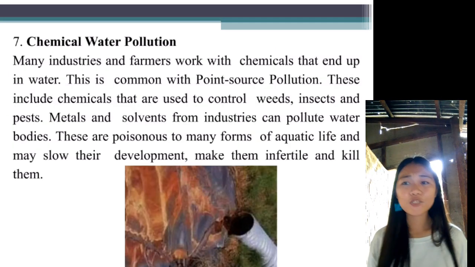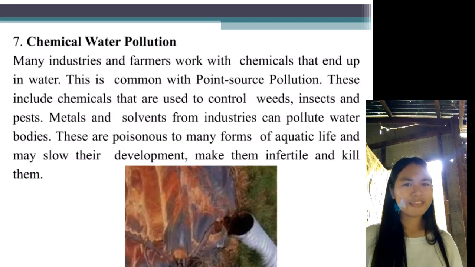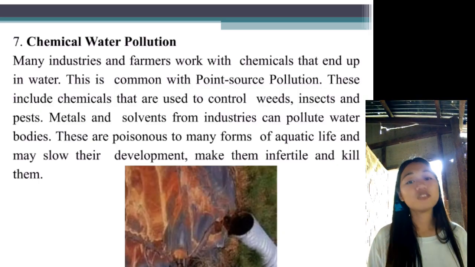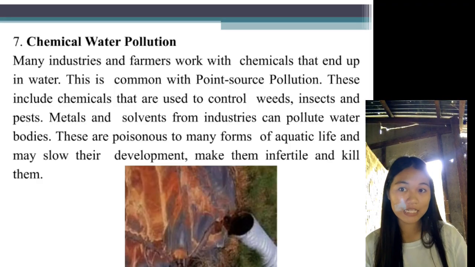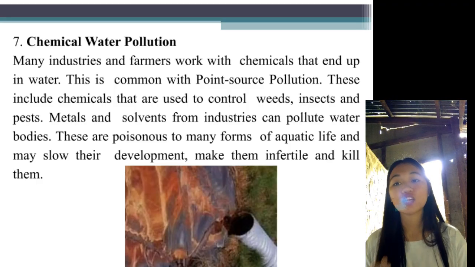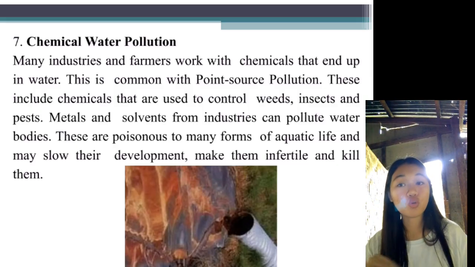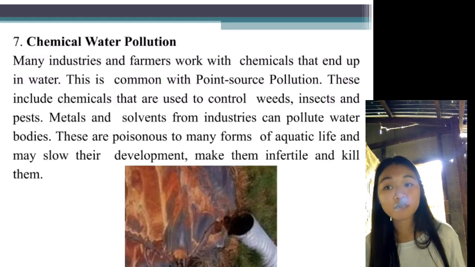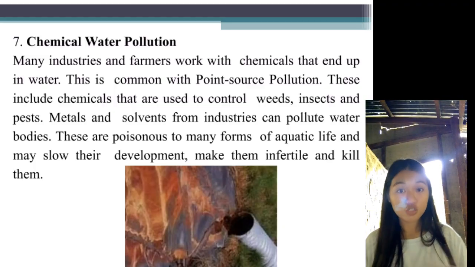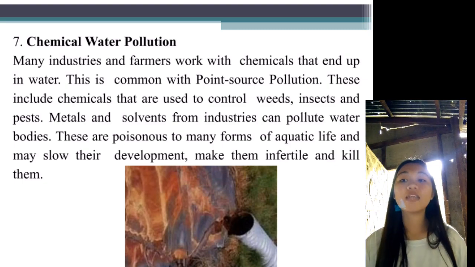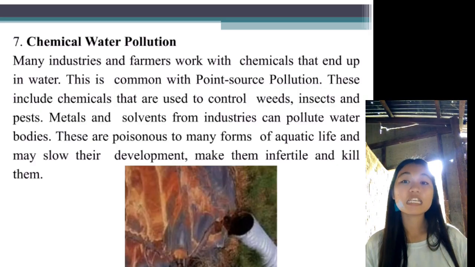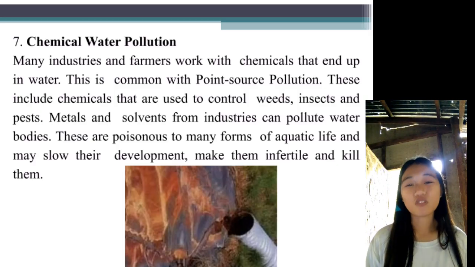So next we have chemical water pollution. I think you may not have an idea what we mean by chemical water pollution, but let's discuss it. Many industries and farmers work with chemicals that end up in water. This is common with point source pollution. These include chemicals used to control weeds, insects, and pests. Metals and solvents from industries can pollute water bodies. These are poisonous to many forms of aquatic life and may slow down their development, make them infertile, and unfortunately sometimes kill them.